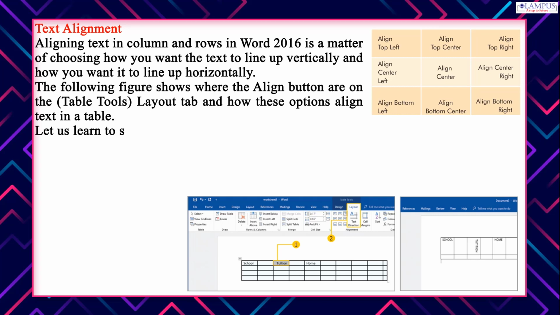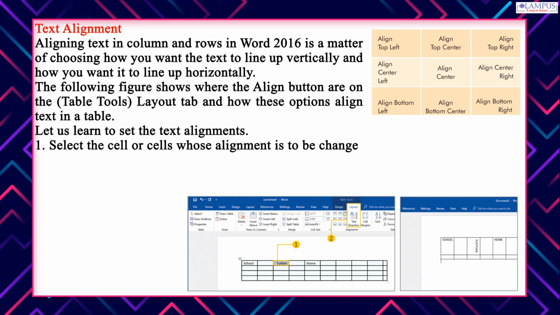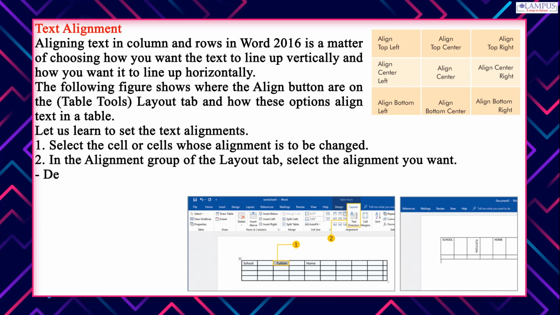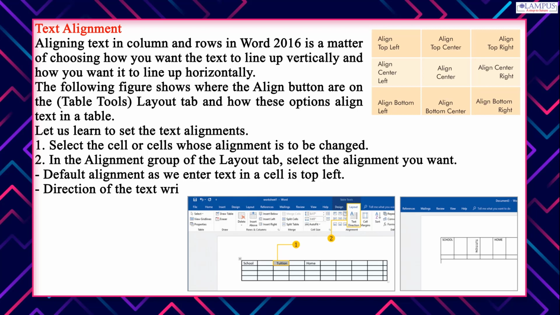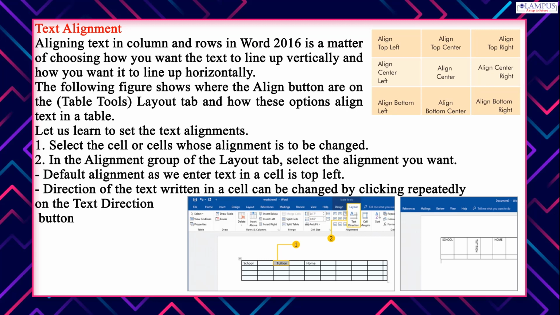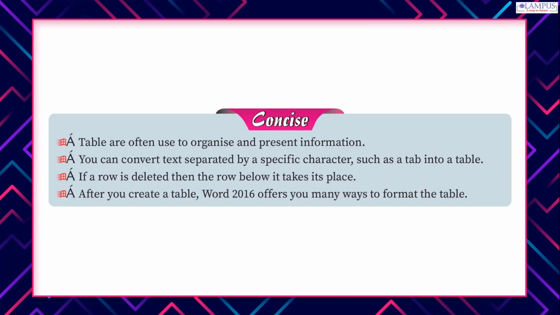Let us learn to set the text alignments. 1. Select the cell or cells whose alignment is to be changed. 2. In the Alignment group of the Layout tab, select the alignment you want. Default alignment as we enter text in a cell is top left. Direction of the text written in a cell can be changed by clicking repeatedly on the Text Direction button in the Alignment group of the Layout tab.